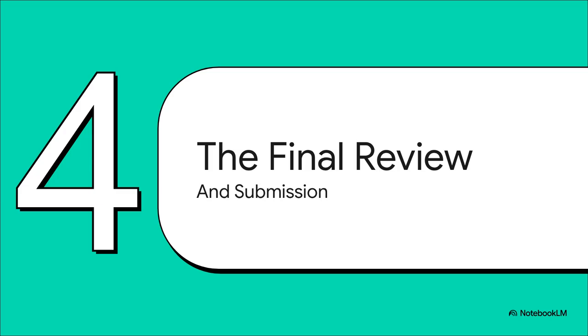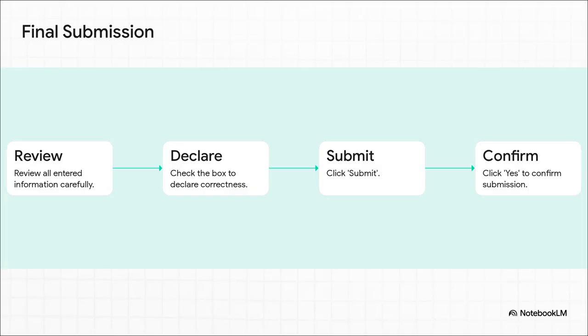You've successfully passed through all 4 gates. Now it's time for the 5th and final section, the review and submission. This is the most satisfying part. Okay, you are at the finish line. The system gives you a final summary of everything you've put in. Take a deep breath and just review it carefully. Once you feel good about it, you'll check that little declaration box, hit submit, and give it one final yes to confirm. And that's it.